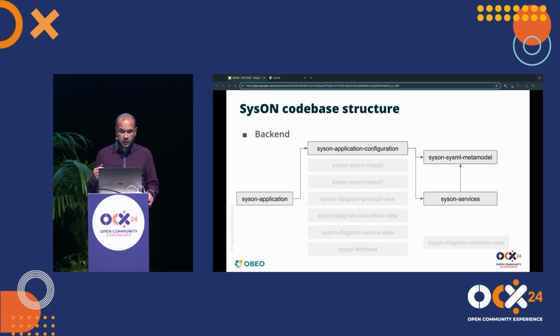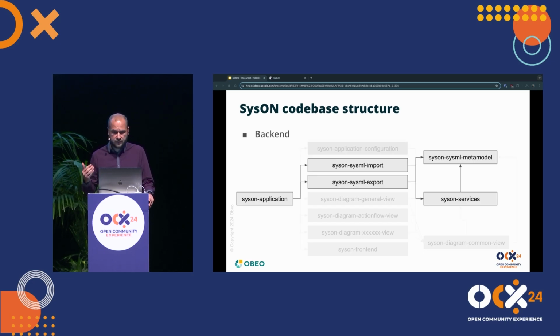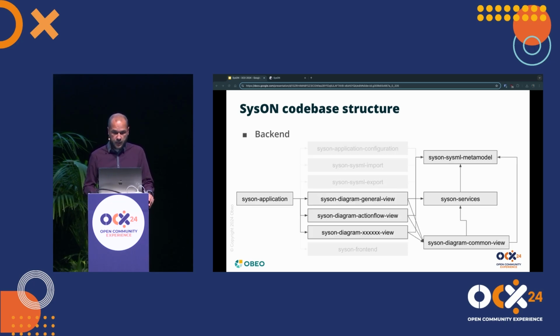This module depends on the SysON services module, which contains a lot of code pieces shared by all modules. It also depends on the SysON SysML metamodel module, which, as its name suggests, contains the metamodel of the SysML v2 modeling language. Then you have the modules allowing to import textual SysML into SysON and export models from SysON into textual SysML. Then we have the diagrams. Each description of diagram, the general view, the action flow view, the state transition view, and the interconnection view is contained in a separate module.